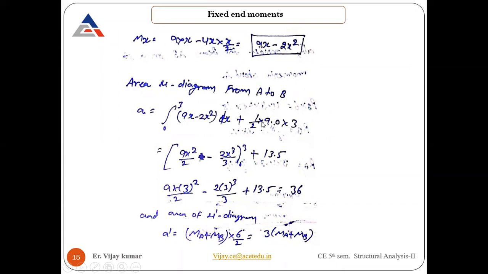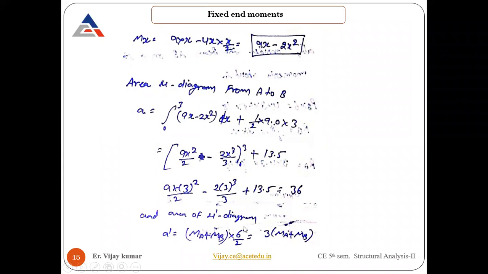So the triangle area is nothing but simply half B into H. So half the value of that reaction, the height is 9, into 3. So that is the area. Now this is the total value of area we are getting of the parabola and triangular portion due to the UDL loading over the segment A to C.